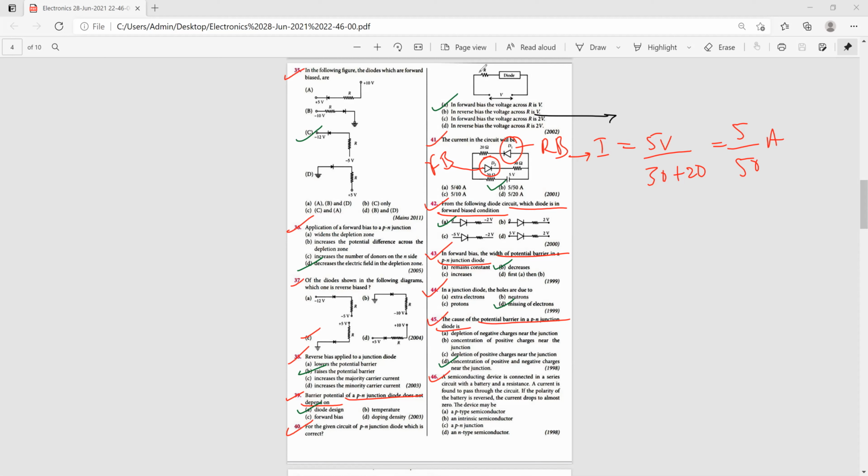46. A semiconductor device is connected in a series circuit with a battery and resistance. Current is found to pass through the circuit. If the polarity of the battery is reversed, current drops to almost zero. Device may be P-type semiconductor, intrinsic semiconductor, PN junction, N-type semiconductor. So on reversing the polarity of the battery, the PN junction is reverse biased, as a result of which the resistance becomes high and current through the junction drops to zero. Therefore, for 46, the C one is the right answer.